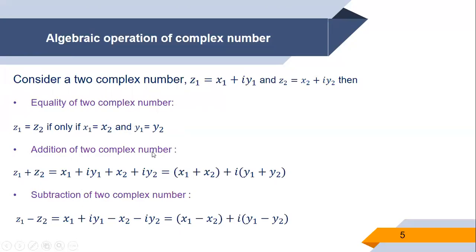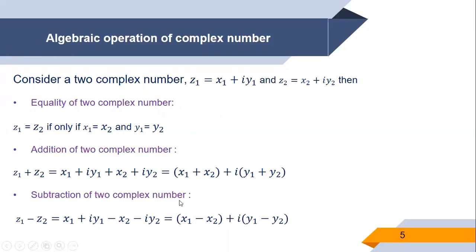Addition of two complex numbers. So z1 plus z2, we write x1 plus iy1 plus x2 plus iy2. Then x1 plus x2 is the real part, the first term, plus i times y1 plus y2, which is the imaginary part. So z1 plus z2 is nothing but x1 plus x2 plus i, y1 plus y2.